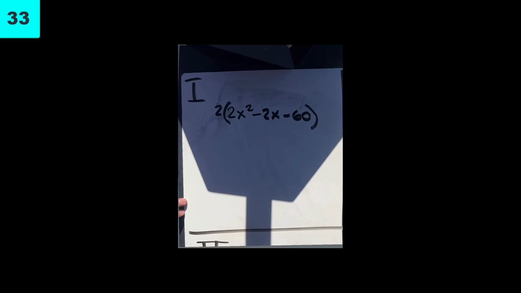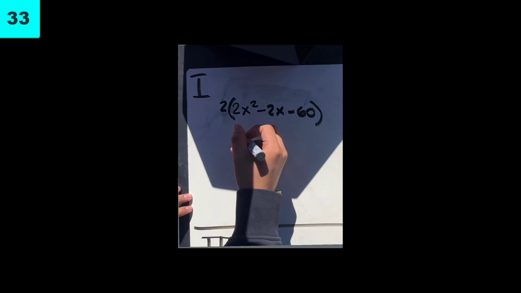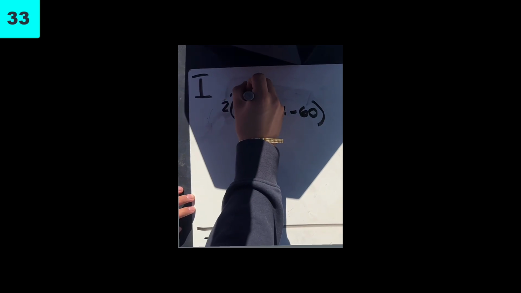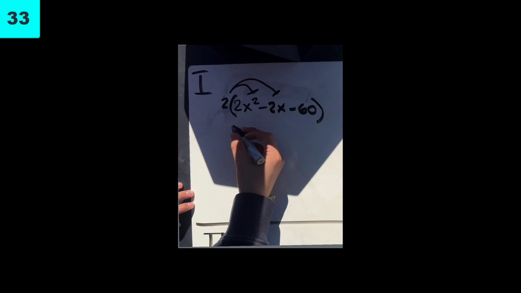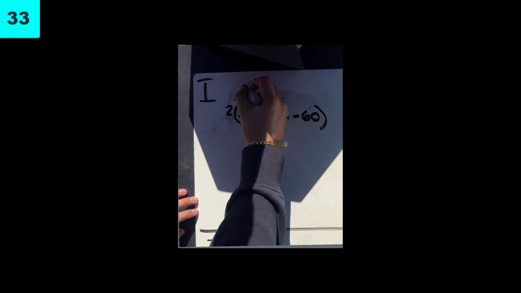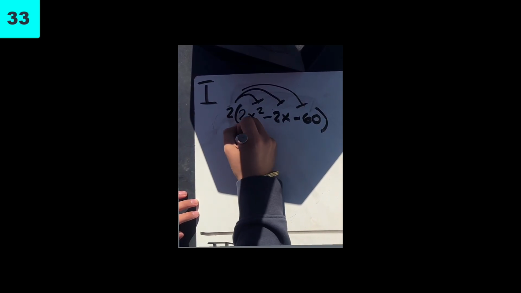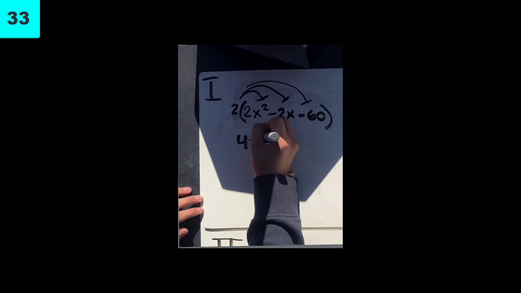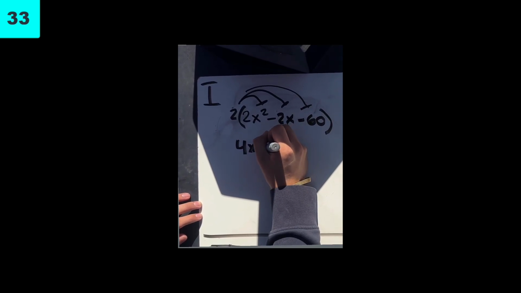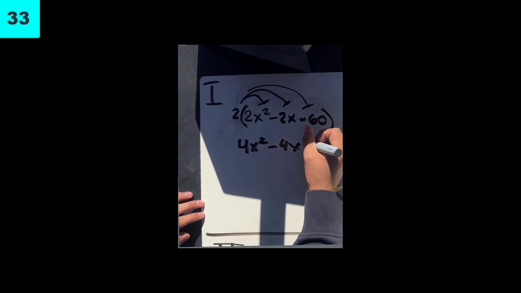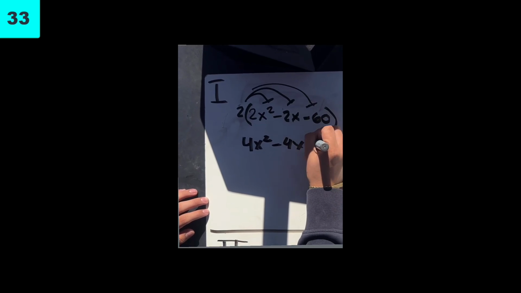Hi, my name is Christian. I'm going to show you how to solve quadrant 1. So you distribute the 2 to the 2x squared, and to -2x, and to -60, and then you multiply it, so you get 4x squared, and then you get -4x, and then -120.